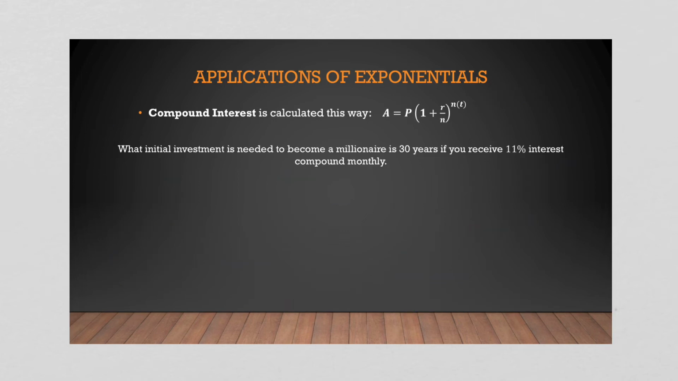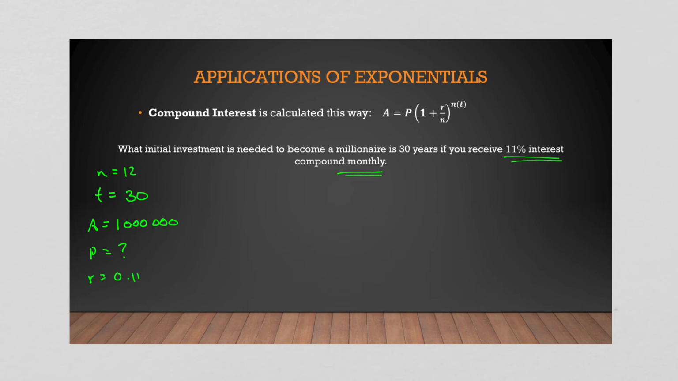So here's another one. What initial investment is required to become a millionaire in 30 years if you receive 11% interest? Now that's very good interest, and compounded monthly. So what do we know here? We know that our compounding period is 12. Our time is 30 years. Our A value is a millionaire, so $1 million. Our P value is what we're trying to find out, and our r value is 11%, 0.11.